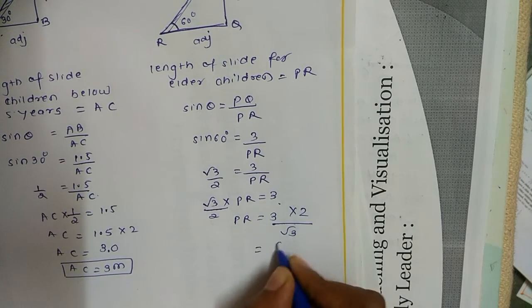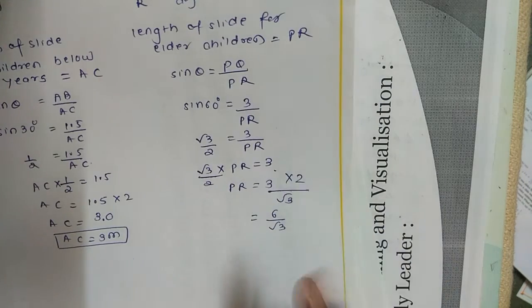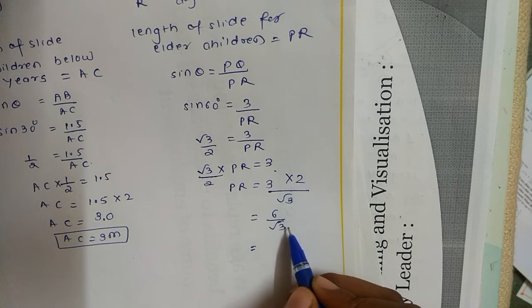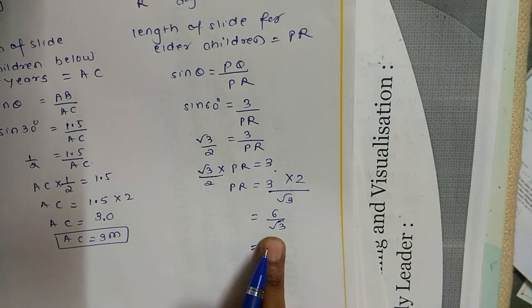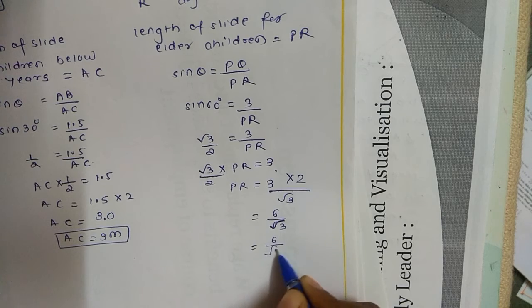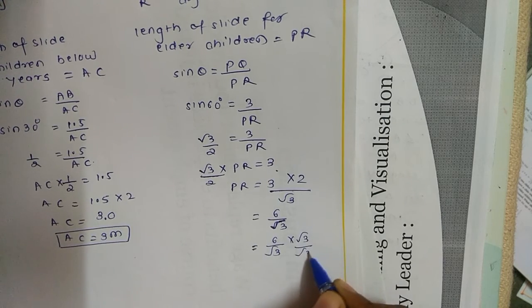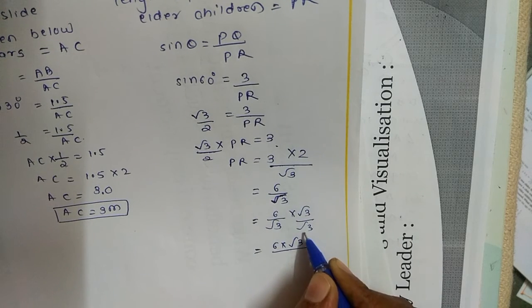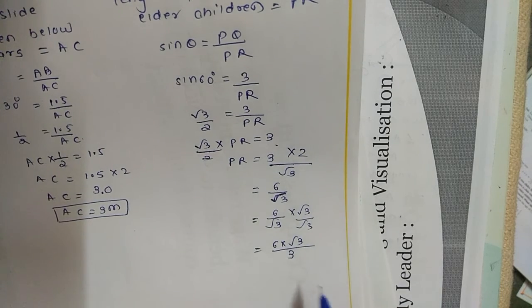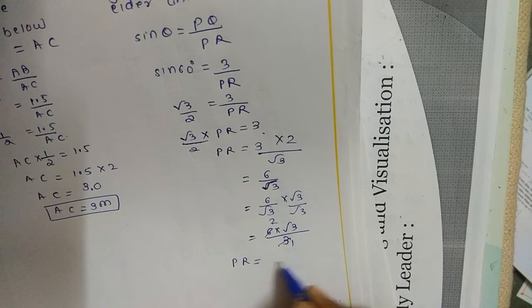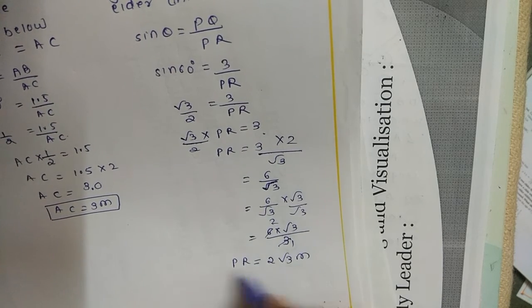So further we can find: 3 2s are 6 over root 3. But as we know, when we have an irrational number in the denominator, we have to rationalize it, we have to make it a rational number. So the root must get cancelled here. So we will multiply numerator and denominator with root 3 and root 3. So here 6 into root 3, and here this root 3. So 3 we have under the root. So the root gets cancelled and will remain with only 3. So here 3 1s are 3, 3 2s are 6. So this is our PR, that is 2 into root 3 meter.